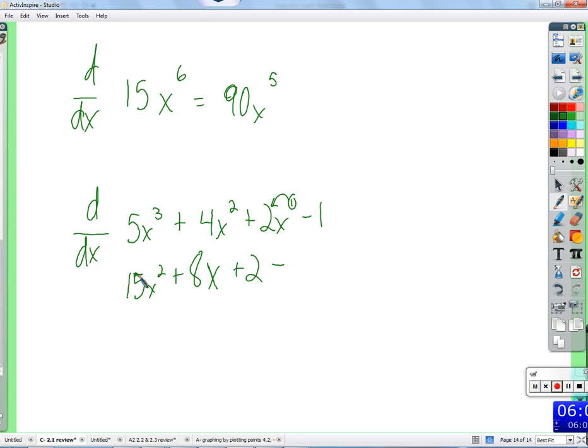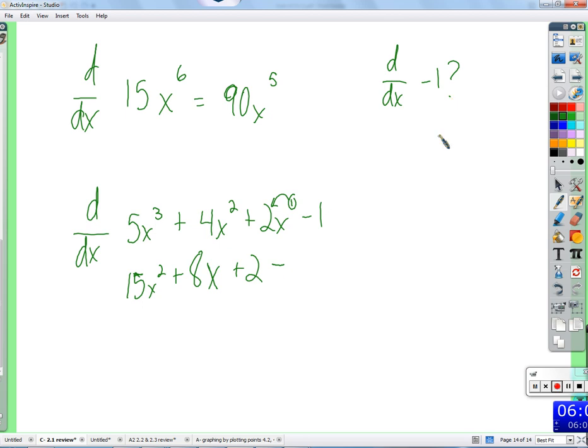This is actually called the sum and difference rule for derivatives. I can take the derivative of this plus the derivative of this plus the derivative of this plus the derivative of this. What is the derivative of negative 1? Zero. Negative 1 is a horizontal line.